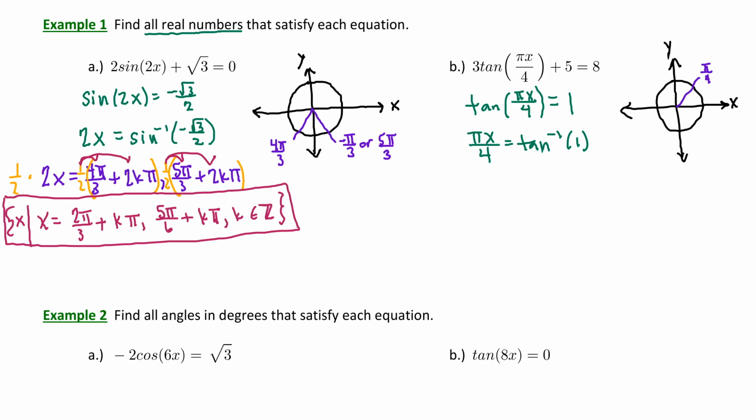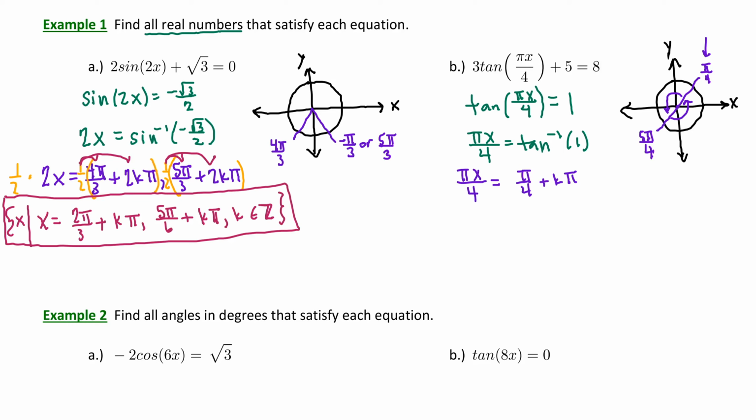Now, we also know that tangent is positive down here in quadrant 3 at 5 pi over 4 radians. But recall, it's sufficient to recognize the first positive solution in the unit circle for your tangent equation, and then just add a multiple of pi to find all coterminal solutions with those two given angles. So not changing the argument, we can recognize that the argument pi x over 4 can be expressed as pi over 4 plus any multiple of pi.